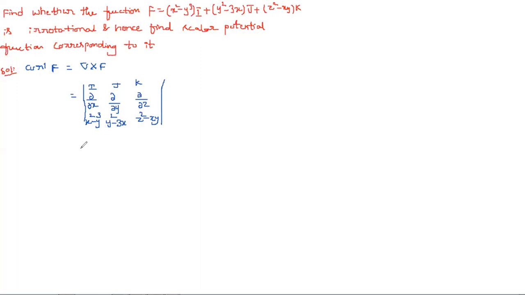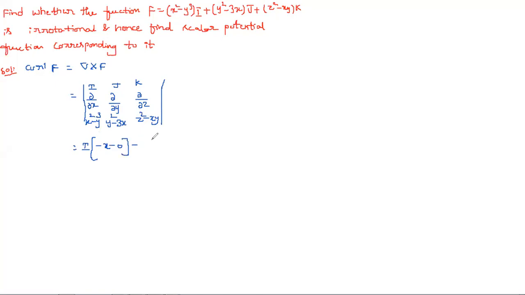So we need to check whether it is irrotational or not. For this, first we need to find the determinant: i into dou by dou y of this one. Dou by dou y of this one is simply what we'll get? Here it is minus x. And dou by dou z of this one is nothing but, is there any z term? No. So for that we'll simply get minus 0.